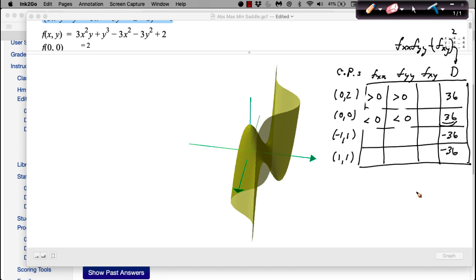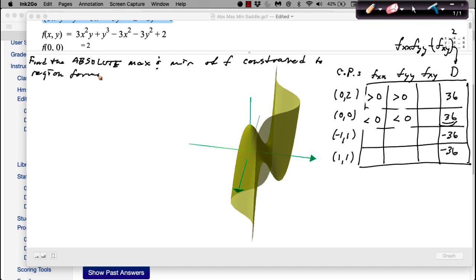Okay, so let's take this a step further. I want to find the absolute max and min of f when the only points I want to look at are constrained to the region formed by x equals 0, y equals 0, and y equals 2x.